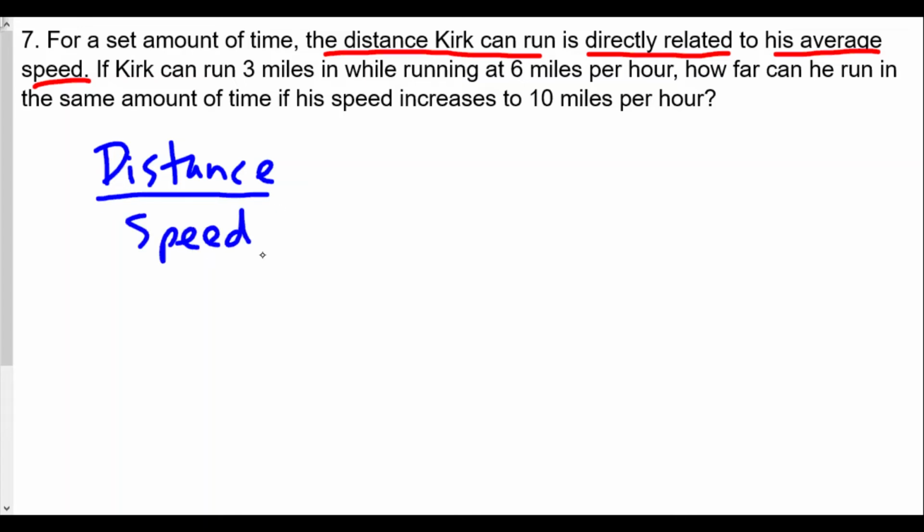Now we know where everything goes in our setup. So our distance over speed: Kirk can run 3 miles while running at 6 miles an hour. How far can he run? So we're looking for a distance here, in the same amount of time, if his speed increases to 10 miles an hour. Again, we want to make sure what we are comparing: his distance as well as his speed. Actually, in this case, the distance and speed are going to give us our time, because rate times time equals distance, so distance over rate is equal to time. And so we have here 3 over 6, simplified to 1 over 2.